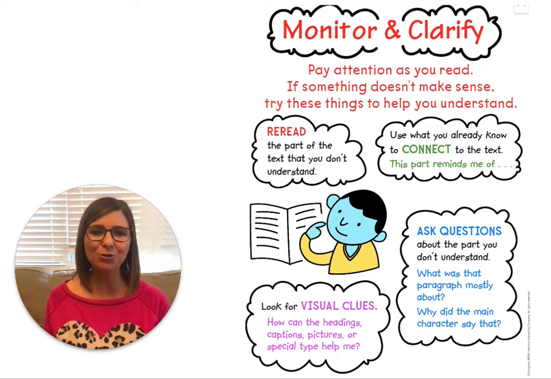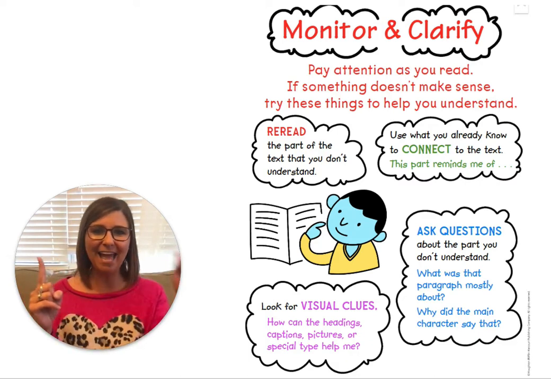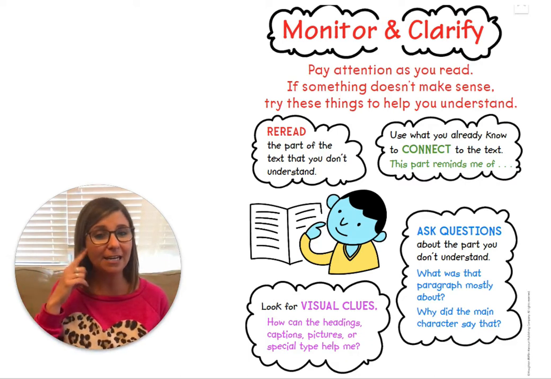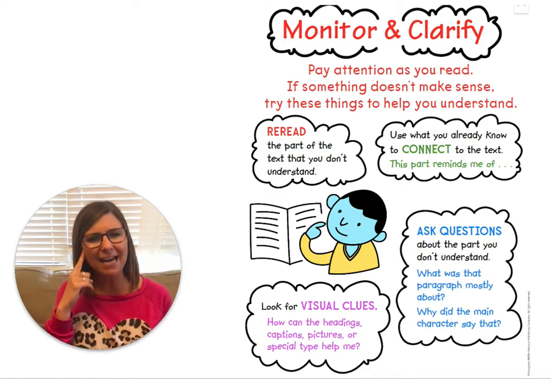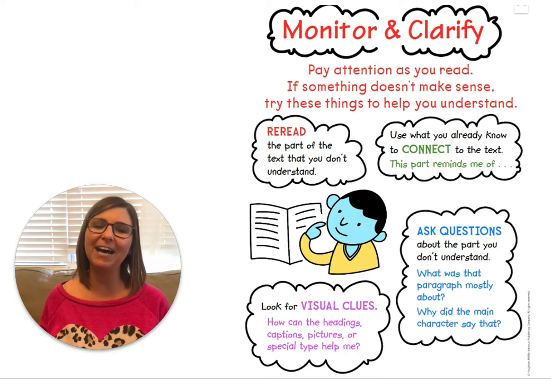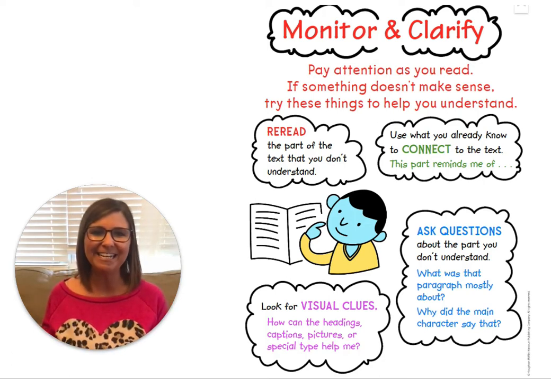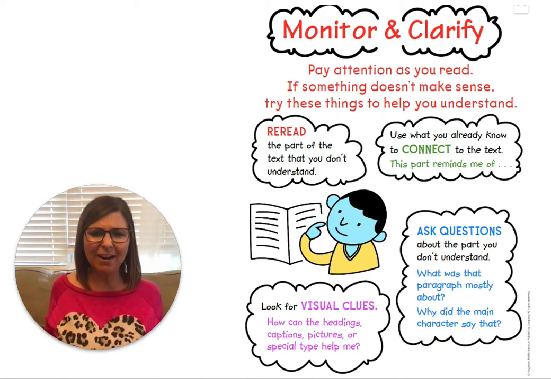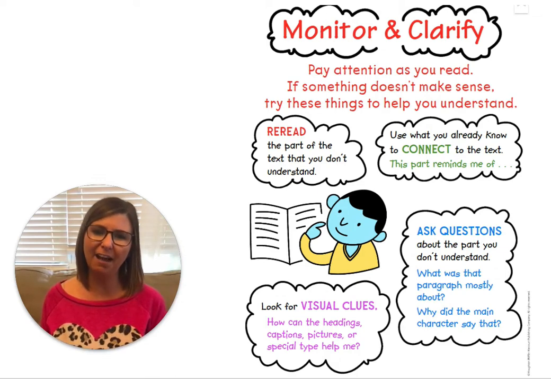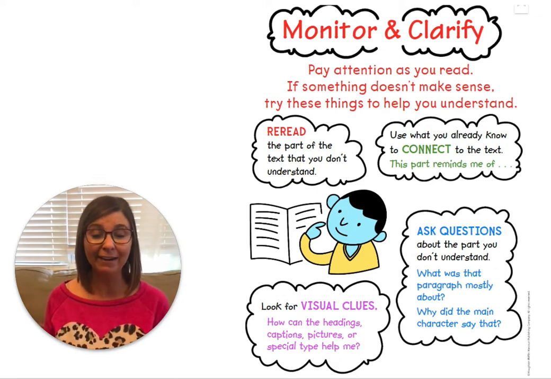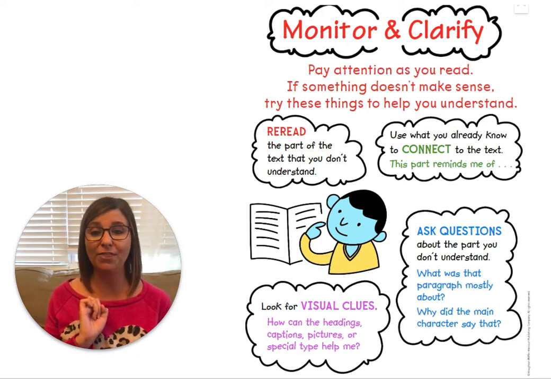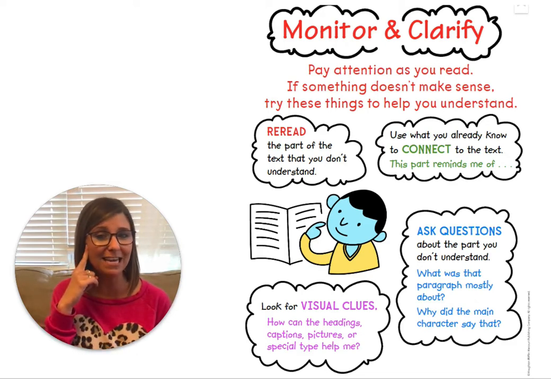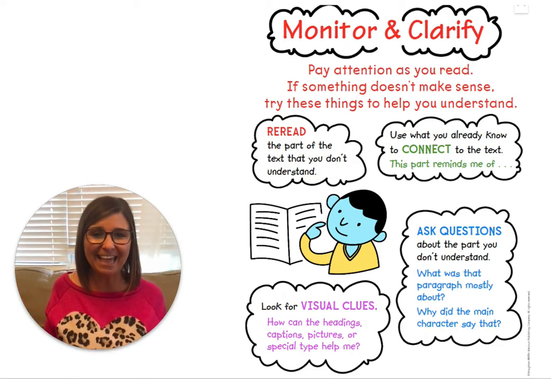Next, you're going to use what you already know to connect to the text. And you're going to, in your head, say, this part reminds me of... And then finally, we're going to go back to that asking questions. You're going to ask questions about the part you don't understand. You're going to think, what was that paragraph mostly about? And why did the main character say that? Well, in a nonfiction text, we're not really going to be talking about characters, but we would be thinking about what the author might be saying. And so in our head, we would think, why does the author say that?